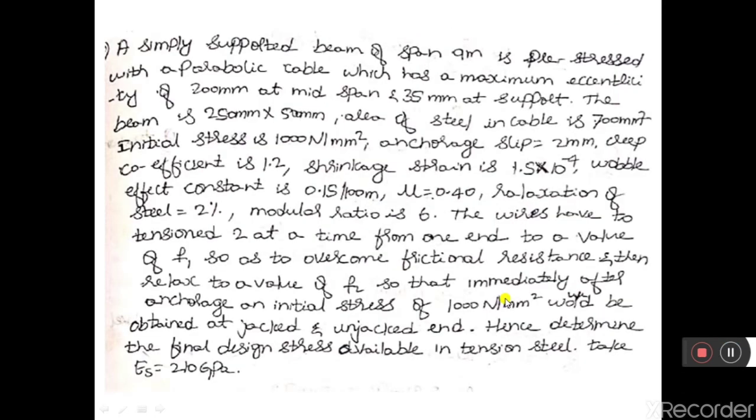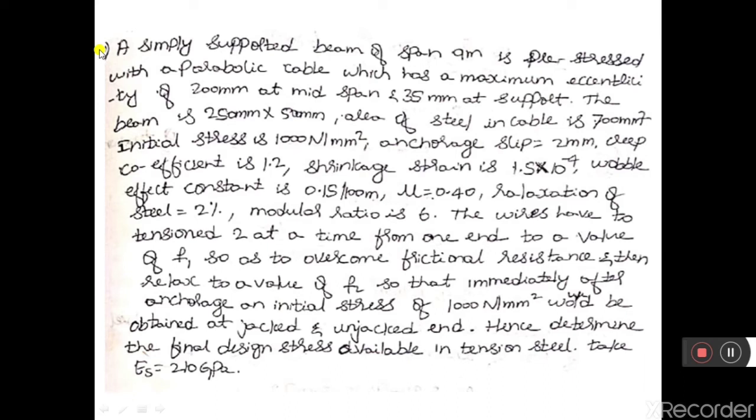Now let us move on to the next example. Here the question is, a simply supported beam of span 9 meter is prestressed with a parabolic cable which has a maximum eccentricity of 200 mm at midspan and 35 mm at support. The beam is 250 mm by 500 mm. Area of steel in the cable is 700 mm square. Initial stress is 1000 Newton per mm square. Anchorage slip is equal to 2 mm.